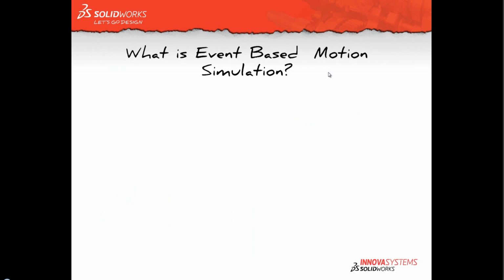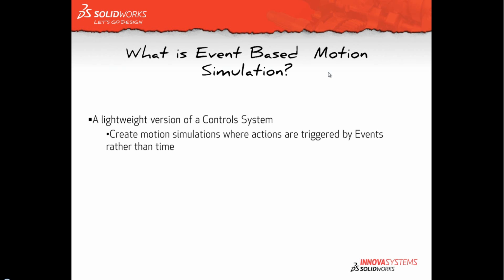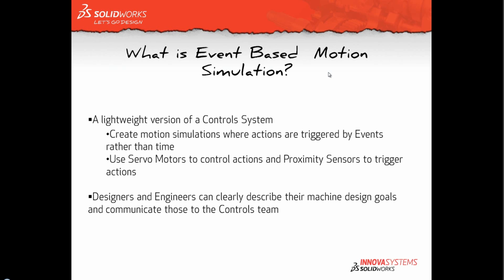Now this is where event-based motion comes in. So first of all, what is event-based motion? Well, it's a lightweight version of a control system. So it's a very simple and easy to use tool for designers and engineers to control their systems, much like the software guys will eventually do. So we can create our motion simulations based on triggered events. So we can use either proximity sensors or previous events to trigger the next event. And we will see that a lot more in a second when we move on to the SolidWorks model.